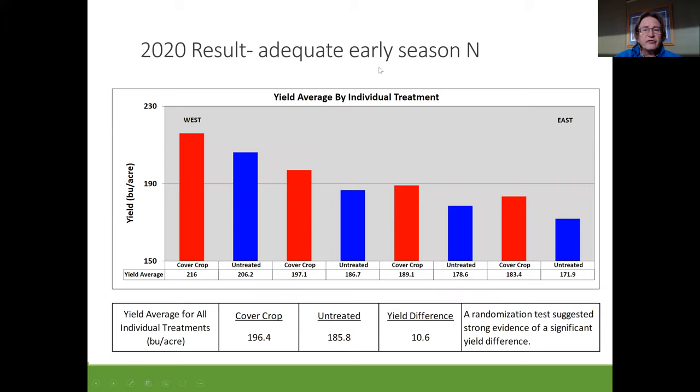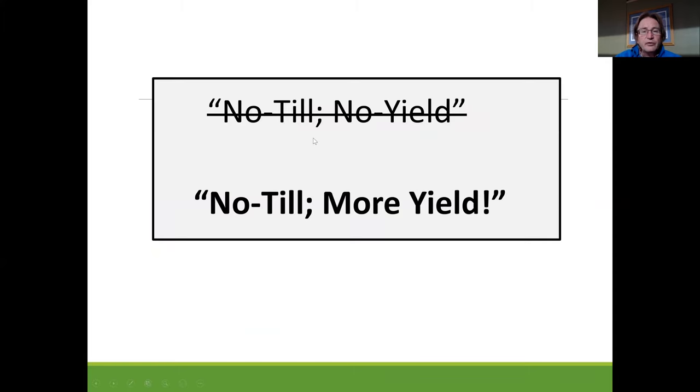This was not a nitrogen comparison, but this is from a long-term cover crop, no cover crop comparison. And in this field, the farmer routinely broadcasts urea, stabilized urea, right after planting. And you can see the difference between the cover crop and the untreated, or the no cover crop, was about 11 bushels. So you can see here that cover crop systems in corn can yield higher than the no cover crop system if the nitrogen is managed well, or managed differently. Now, all my life, I've been told by farmers, no till, no yield, but I'm becoming of the belief that we can have no till and more yield.